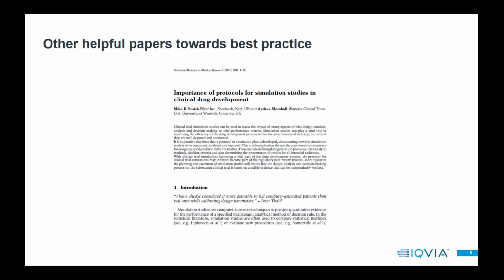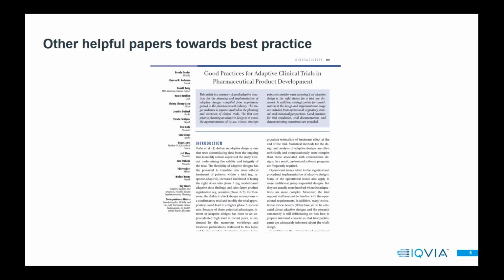A particular paper that we found particularly helpful was one by Smith and Marshall in 2010 on the importance of protocols, or as we think of them, specifications for simulation studies. We certainly drew heavily on that in our proposal for best practice. There's also been a nice paper by a DIA adaptive design group, whose primary author is Brenda Gaydos, which covered some nice points about the kinds of things you should expect in a simulation report, and also suggestions about the kind of scenarios you should have in a simulation.